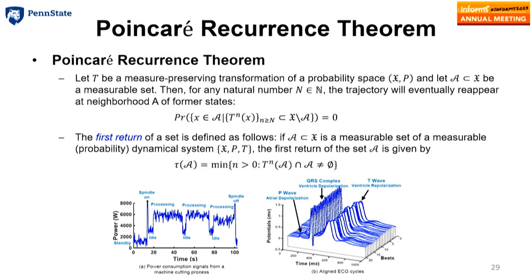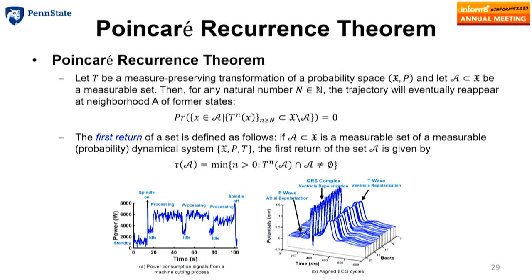Poincaré has the recurrence theorem, which states that T is a measure-preserving transformation of a probability space. And then for any natural number n, the trajectory will eventually reappear in a neighborhood A of a former state. Okay, so that means this x belongs to A, and then t steps later it belongs to this space, but it does not belong to A, is actually probability 0. That means eventually it will reappear in the neighborhood of A. And that will also be the first return, that is a minimum n. It comes back to the neighborhood.